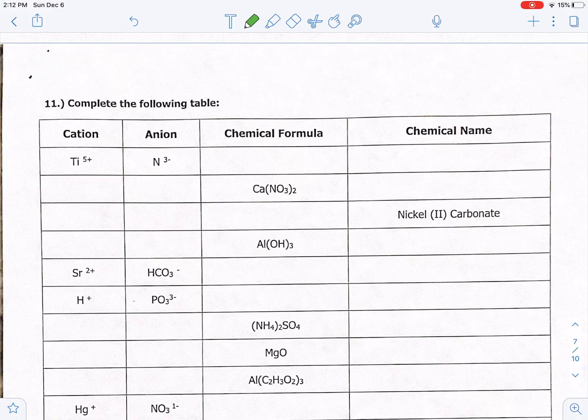So Ti plus 5 and N minus 3. We can tell right now that they are not balanced. So if you want to do the crisscross thing, you can. That means I would take the 3 to Ti and I would take the 5 to N. So this would just be Ti3 N5. Now you need to look up, is titanium a transition metal? If it is, we need a Roman numeral in the name. So it is. So we're going to write out titanium. This titanium has a charge of 5, so that means we're going to put 5, or V.